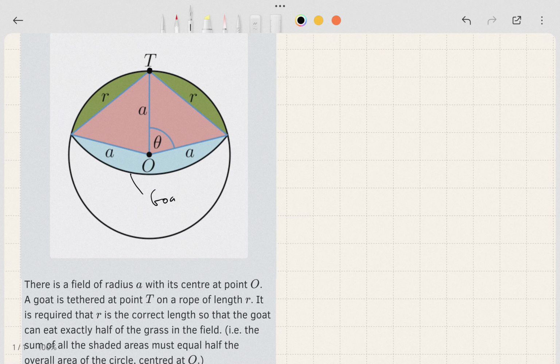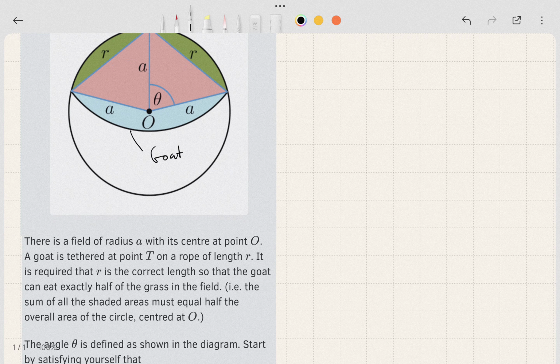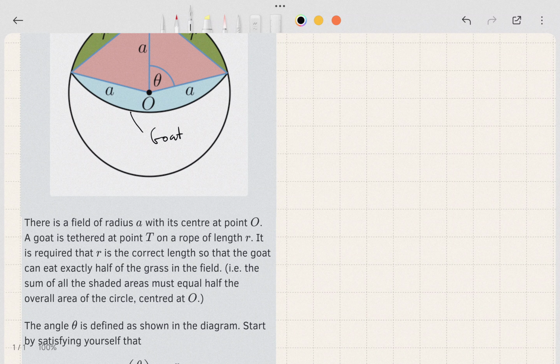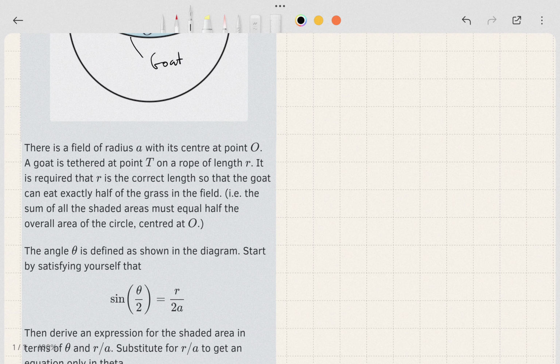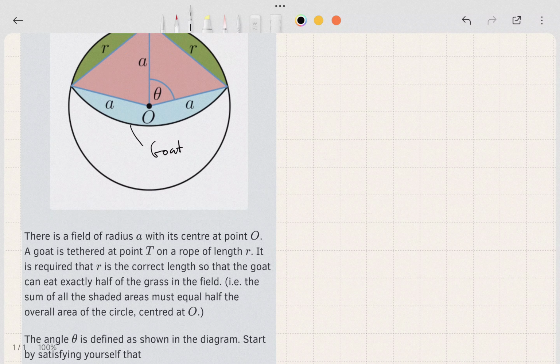So the goat is, I think, along the arc there. It is required that R is the correct length so that the goat can eat half of the grass in the field, i.e. the sum of all the shaded areas must equal half of the overall area of the circle. The angle theta is defined as shown in the diagram. Start by satisfying yourself that sine of theta over 2 is equal to R over 2A.